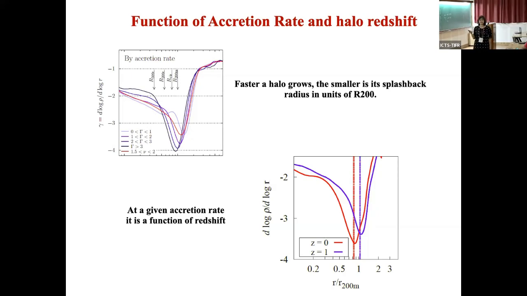The delta at which splashback happens? Yeah, actually we looked at how delta evolves with different dark matter densities and where we expect that apocenter to happen. Just like we do a spherical collapse calculation, you can do a calculation to get where the apocenter is.